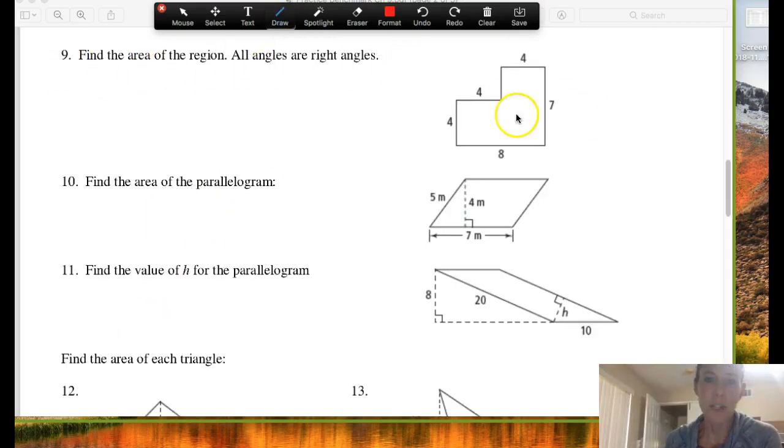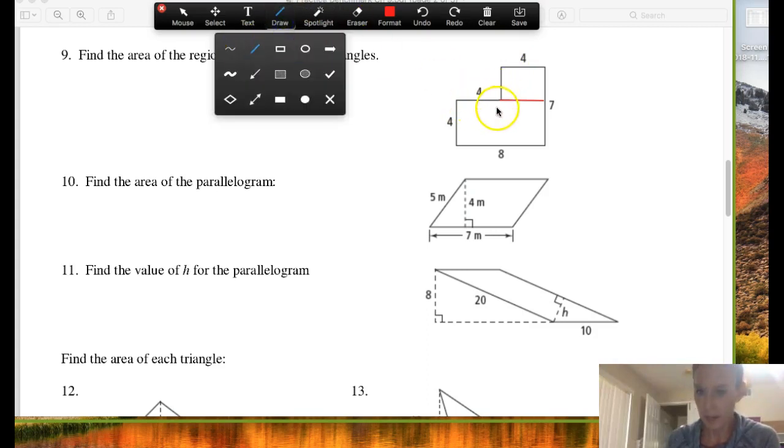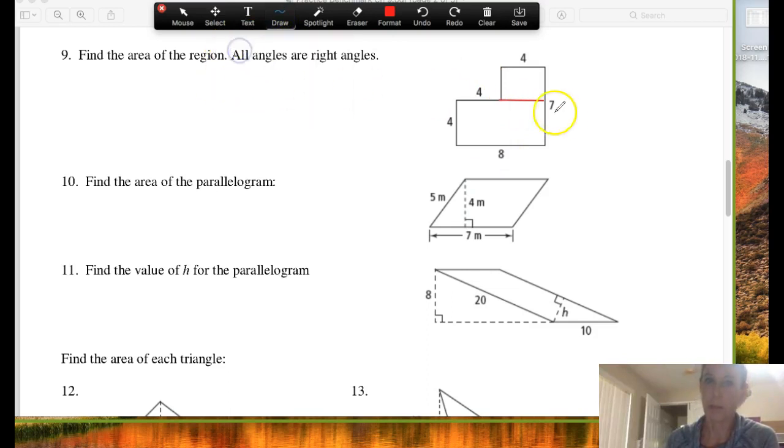Okay, number 9, very similar to the last one, depending on how you want to cut this up. If you want to cut it right here, you can see this right here is 4, so be careful. Or you could cut it here, but you can figure it out either way. This length is 4 and this length is 4, so this whole length all the way across is 8. This whole length here is 7.